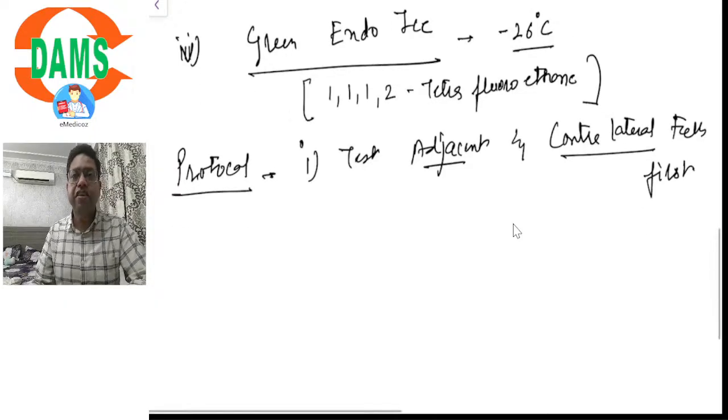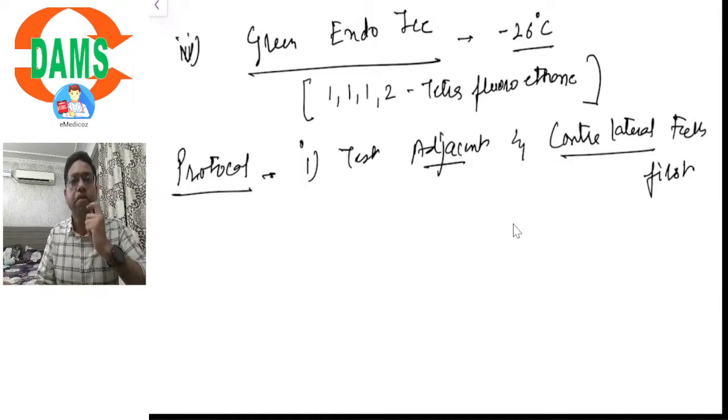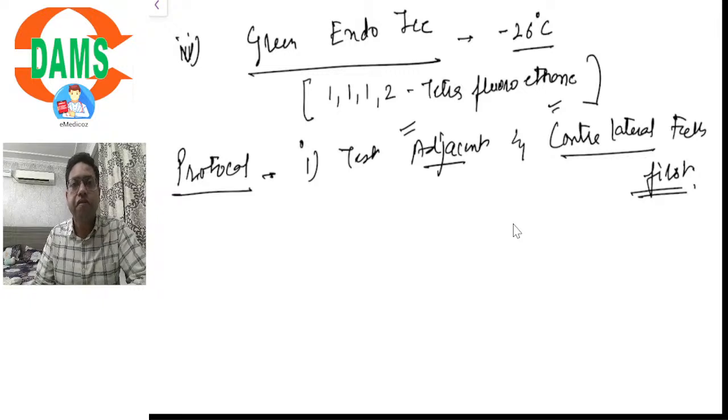What is meant by adjacent and contralateral teeth? Suppose we have to look for the pulpal status of our mandibular right first premolar. We would be testing the canine and the second premolar, means the adjacent teeth, and the first premolar of the opposite side, means the contralateral teeth. These should always be tested first before applying the testing agent to the offending tooth, or the tooth which is suspected of having a diseased pulp.